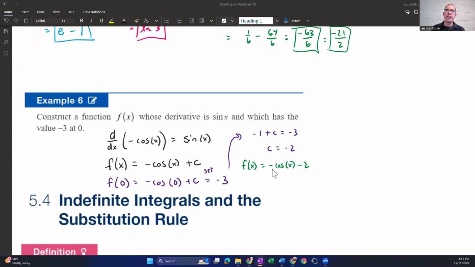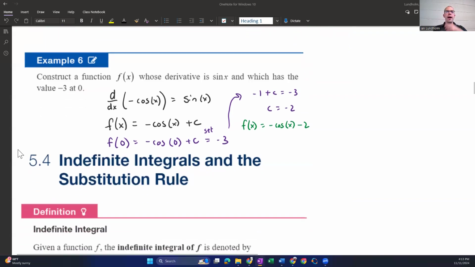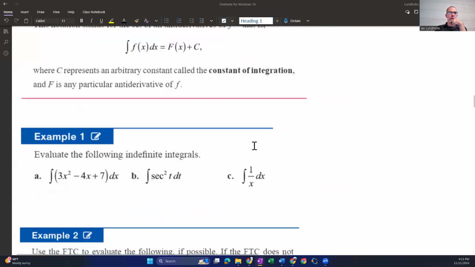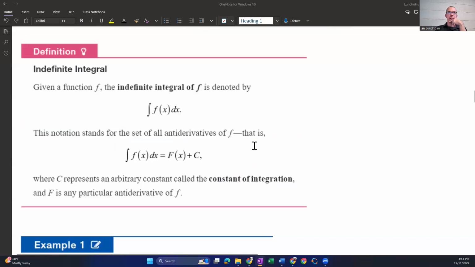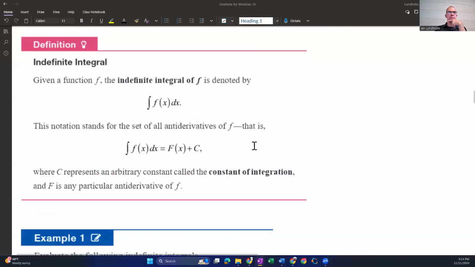And that checks out. It should have a value of -3 at 0. Yeah, that's good. So that was very similar to something that we've done before. All right, let's keep going. I think we've got a little bit more time.